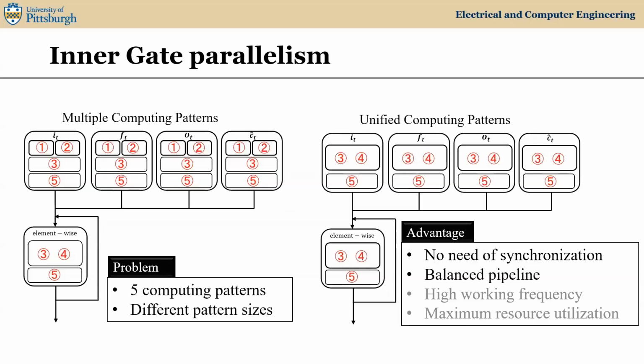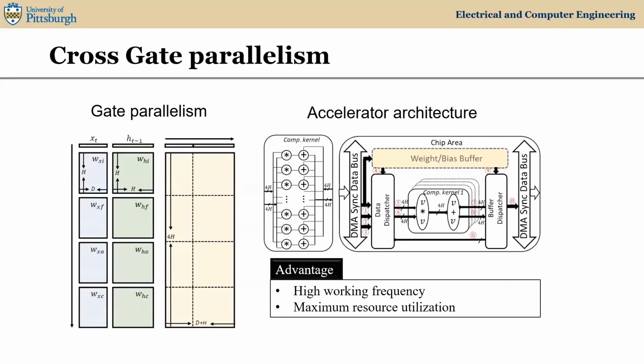In this way, we can eliminate computing pattern 1 and 2, achieving parallelism in each LSTM gate. The computing patterns are unified in pattern 3 and 4 of the same size. This brings chances in building a unified computing kernel. Then we can recursively call the same kernel to process the entire LSTM. In this way, we can get rid of kernel synchronization and the unbalanced pipeline between computing kernels.